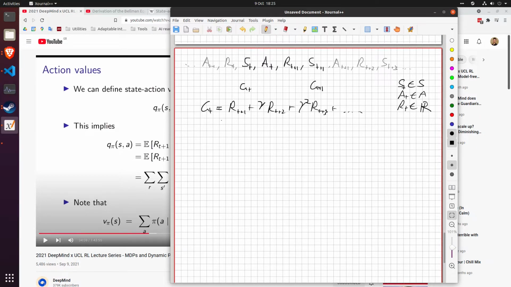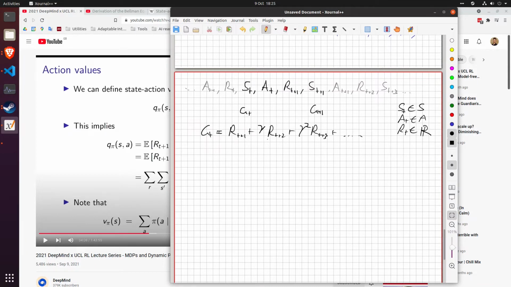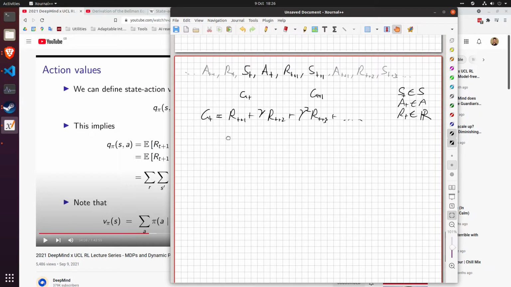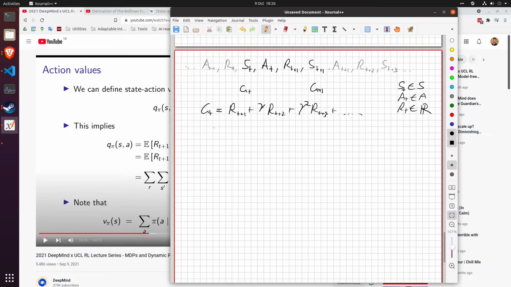And one interesting question to ask is, given that I'm in a state, what is the sum of all future returns? And this is not easy. This is not easy because this chain of events here is not determined. It's probabilistic. And for the purpose of this, it's probabilistic in two ways.